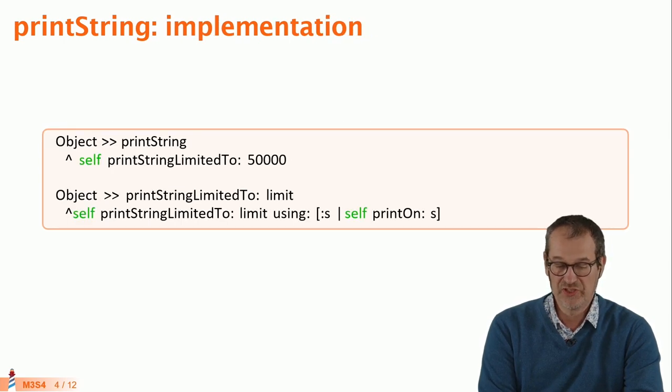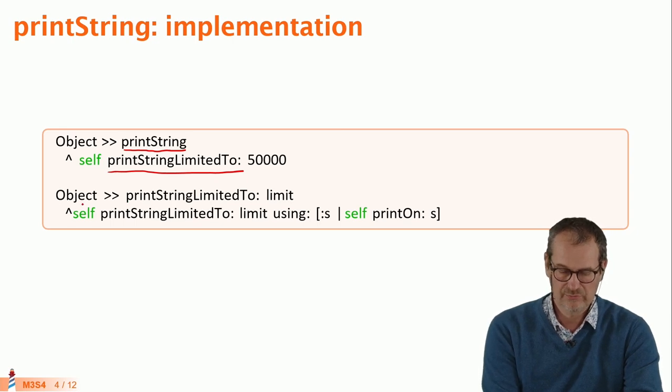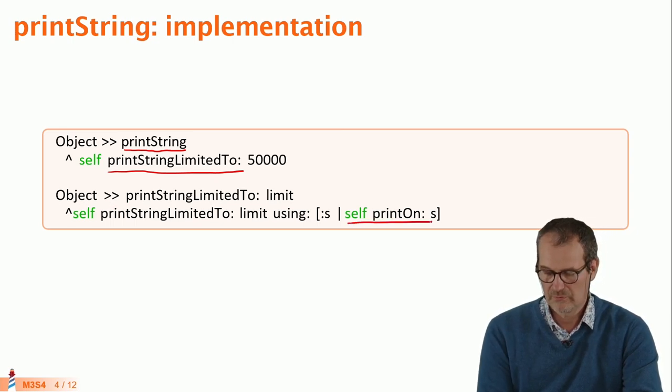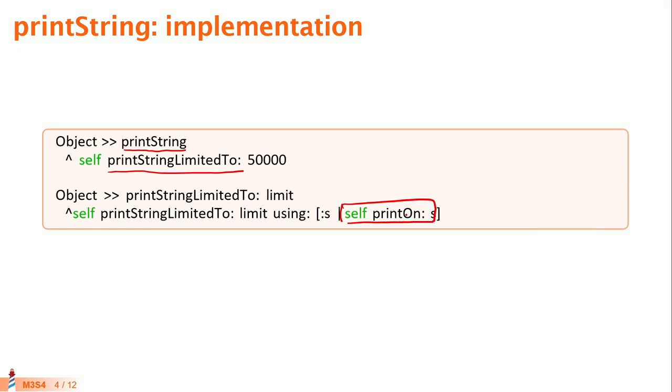So how is this implemented? On the class Object, the message printString is implemented as calling printString limited to. This is to avoid having a too large string. And what you see is that these methods call printOn. You will see that in the hook and template lecture, so I don't want to go into detail there.